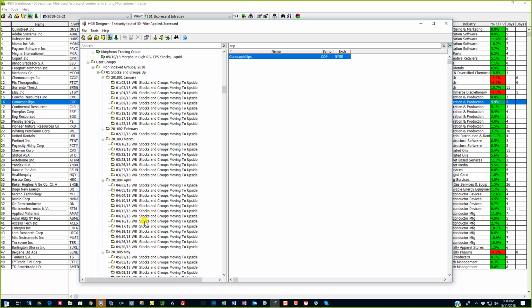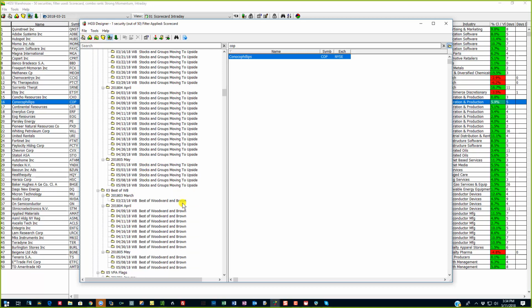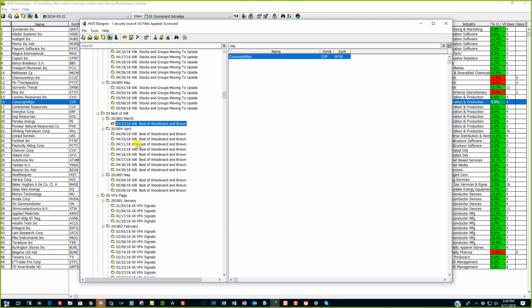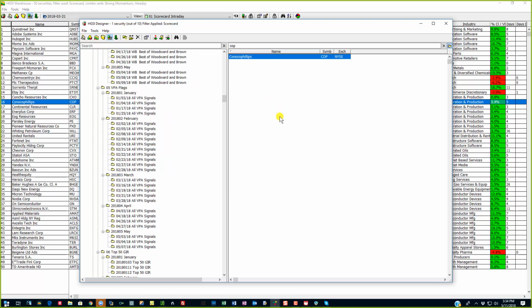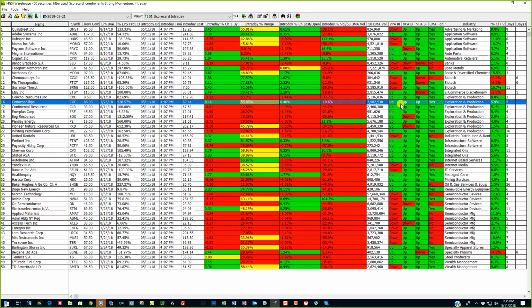And as I go down to the smart groups that I keep for the Insider Club and for myself, it appears in all of these groups. Stocks and groups moving to the upside, which is one of my favorite smart groups. It also appeared in Best of Woodward and Brown. Guess where it appeared in Woodward and Brown? On 323. And several times in April and in May, and look at all these VPA flags. So this is just one example, but the group started turning here and these stocks kept going.